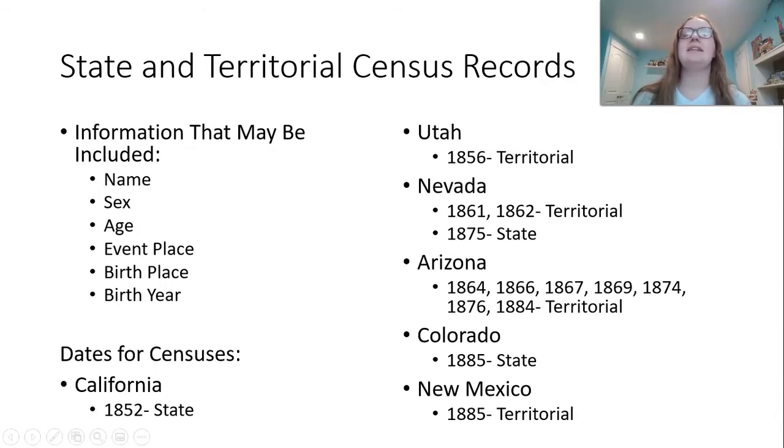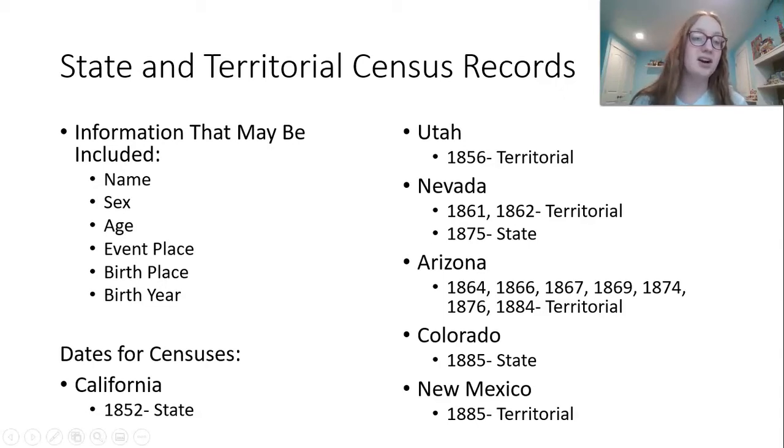Next are the state and territorial census records. These were taken just by the state or just by the territory. They were not taken nationwide, and each state and/or territory got to choose when it took it. Things that might be included are name, sex, age, the event place, so where they were living, their birthplace, and the birth year.